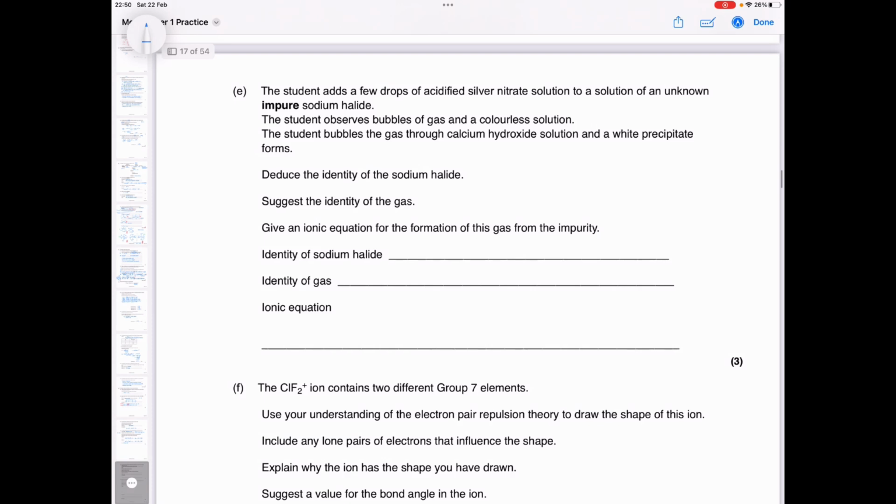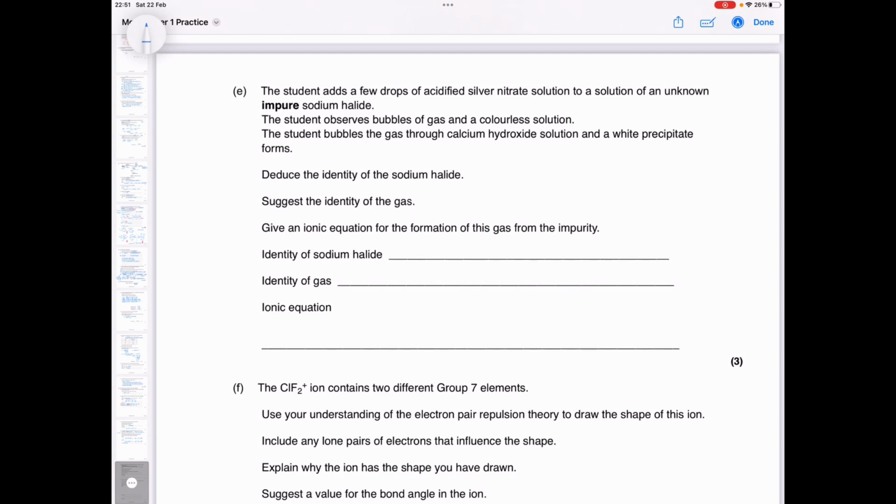Look at part E. The student adds a few drops of acidified silver nitrate solution to a solution of an unknown impure sodium halide. The student observes bubbles of gas and a colourless solution. The student bubbles the gas through calcium hydroxide and a white precipitate forms. Deduce the identity of the sodium halide and suggest the identity of the gas. And give an ionic equation for the formation of this gas from the impurity.